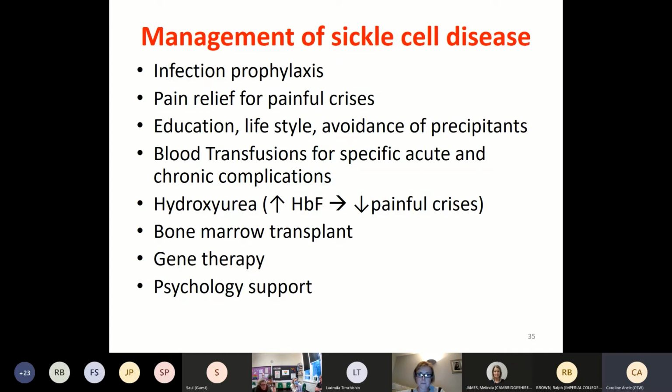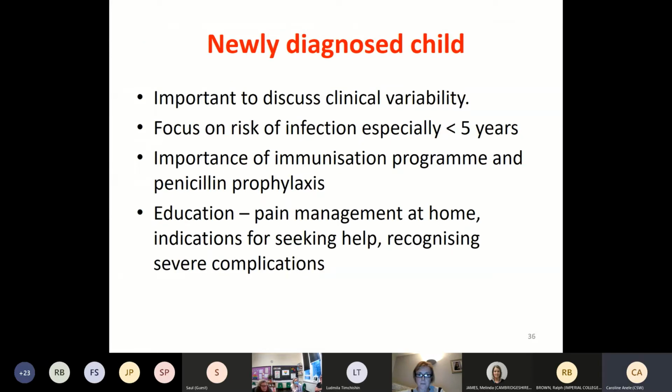Also, there is bone marrow transplant, but it's not a treatment that is entered into lightly. And also gene therapy and also psychology support. When a child is newly diagnosed, obviously it's important to discuss the clinical variability of the condition.